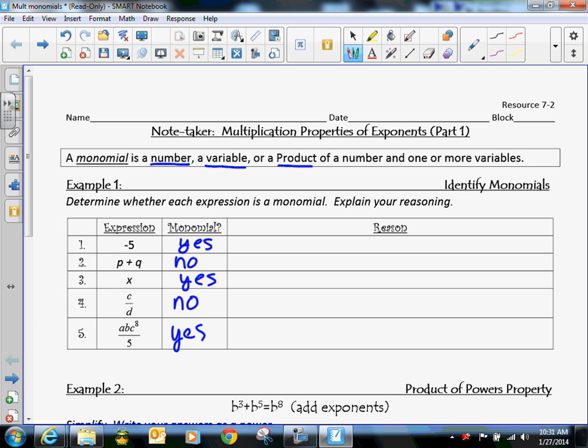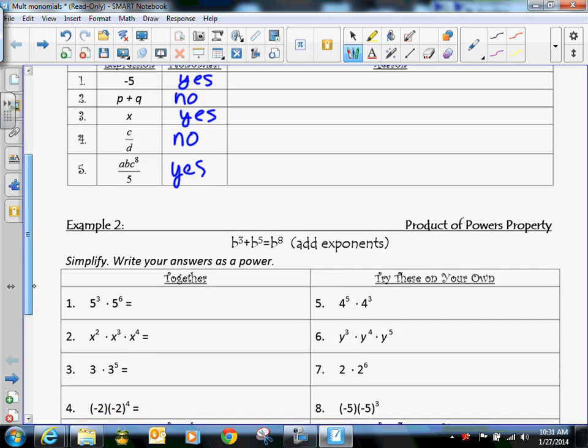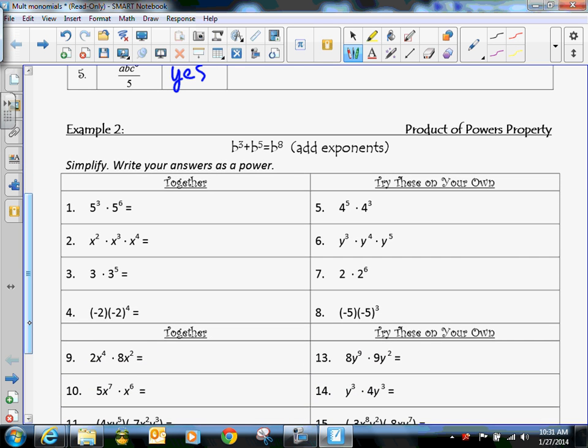All right, so now we're going to talk about the product of powers property. There are going to be 3 different properties we're going to be talking about in these notes. And really what's going to happen is I'm going to do the problems on the left side, and you'll be doing the ones on the right side on your own. And we'll go over those in class.